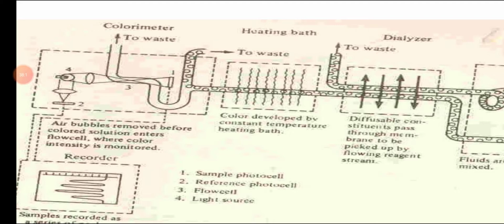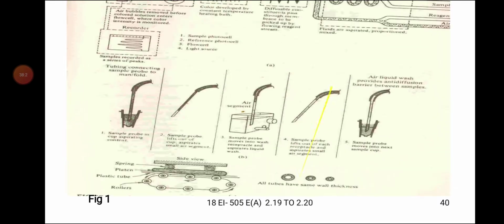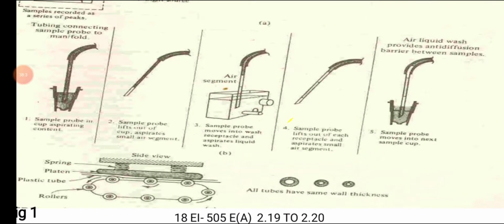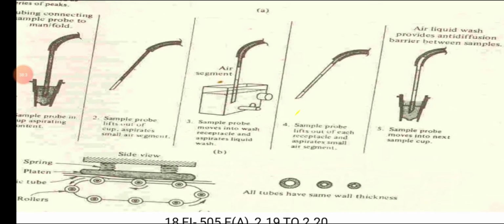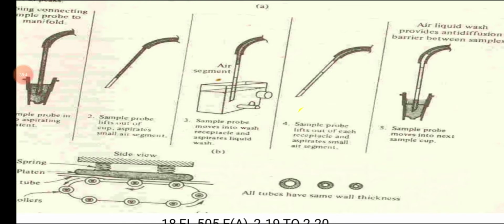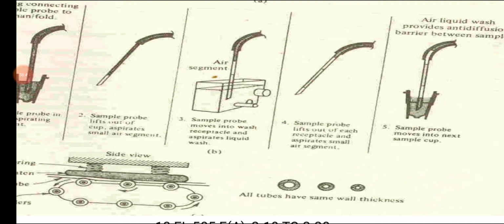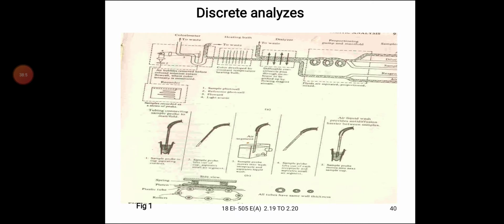Here the colorimeter consists of a sample photocell, reference photocell, flow cell and light source. In this discrete analyzer, we can see at the bottom the samples taken in cuvettes arranged on the conveyor belt system. Each sample is considered a discrete, separate entity. It is placed in the colorimetry system to find the concentrations. This is the working of the discrete analyzer.